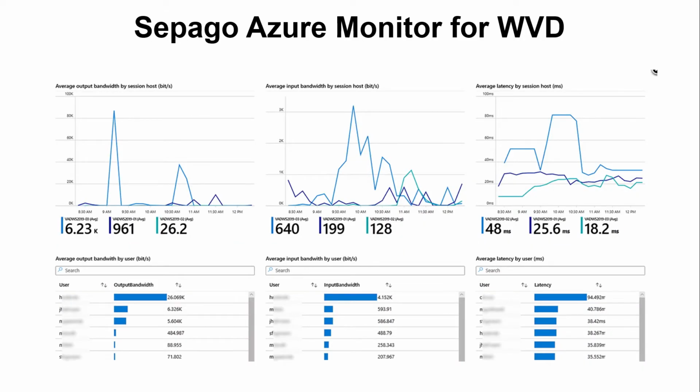Sepago Azure Monitor for WVD is a native Azure service, and it allows you to collect performance data, write it into a database, and then visualize the data in these beautiful graphs. So this is very powerful. It's definitely worth taking a look at it when you want to monitor your WVD environment.